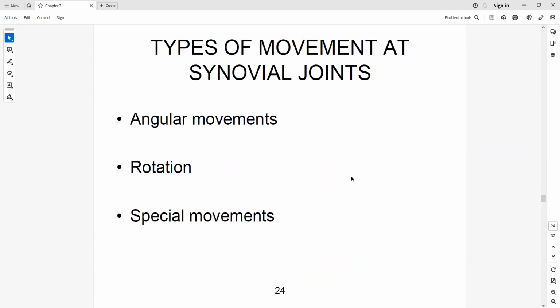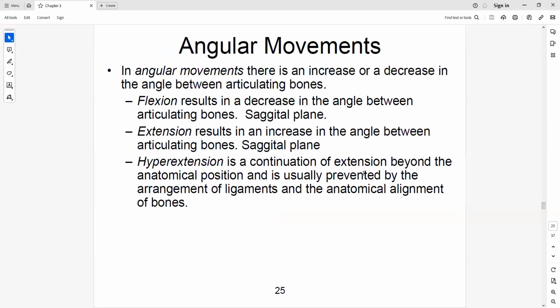So in this next part of the lecture, we'll take a look at the types of movements. We didn't say a whole lot about these in the lab, although in the muscle labs, we will mention the angular movements by name, rotation, and even some special movements as well. So let's take a look at angular movements. Angular just means that two articulating bones move, and when they move, they change the angle between them.